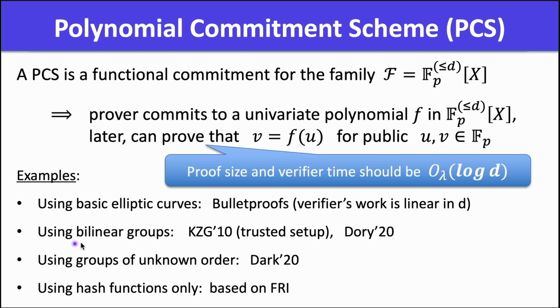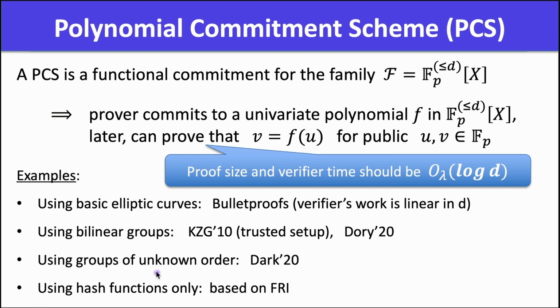Another example can be built from bilinear groups. These are elliptic curves with additional algebraic structure called a bilinear map. And there are, in fact, a number of PCSs constructed from bilinear groups. The most famous one is what's called the KZG10. We'll talk about this one more in just a minute. This one requires a trusted setup, as we'll see in just a second. If we want to get rid of a trusted setup, there's another PCS from bilinear groups called Dory. And Dory basically is, again, a very efficient PCS that eliminates the need for a trusted setup.